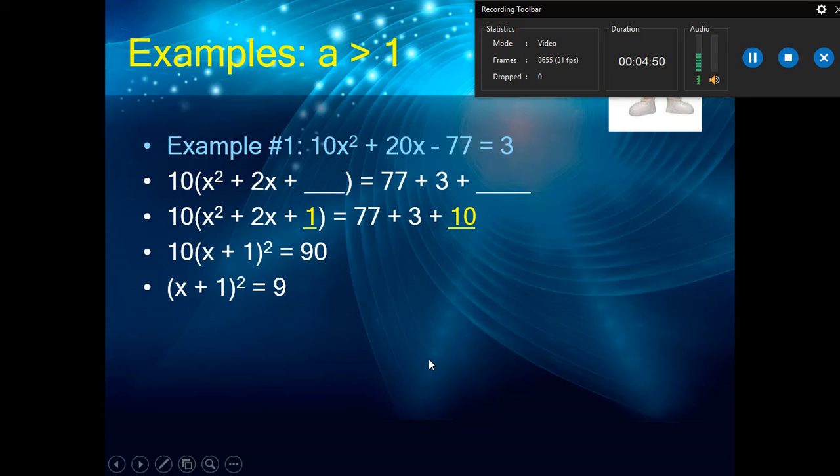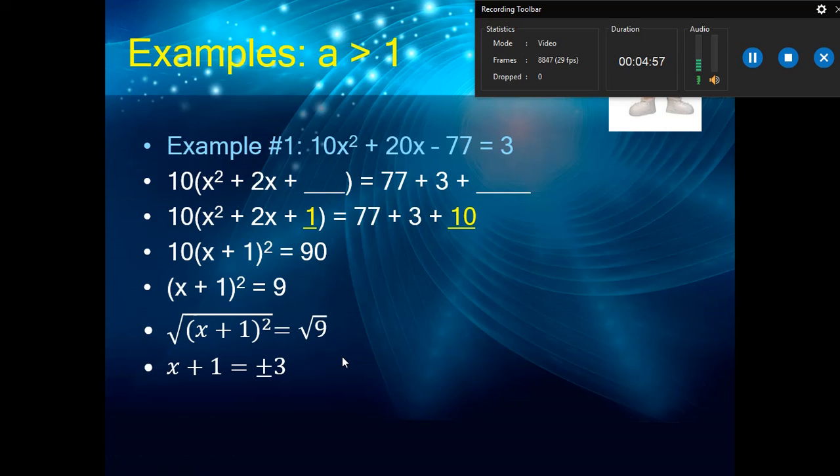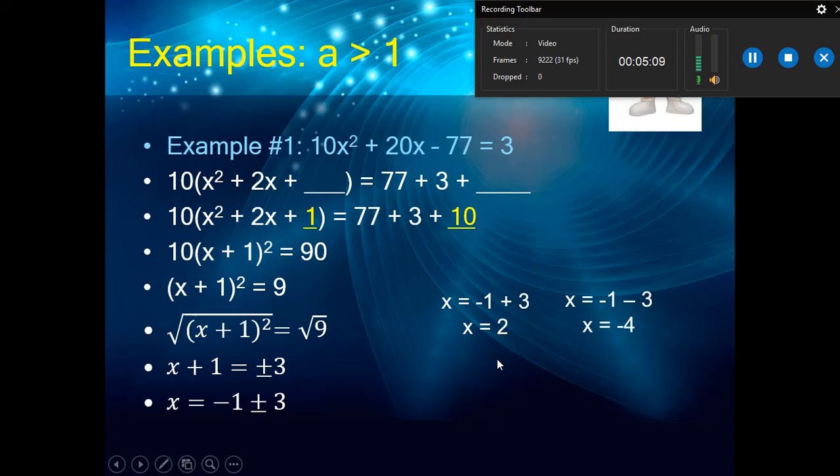And now we can square root both sides. So we'll have x plus 1 equals positive and negative 3. And we'll isolate x by subtracting 1 from both sides. And now we'll separate into our two separate roots. So we have -1 plus 3 and -1 minus 3. So my two roots are located at 2 and -4.